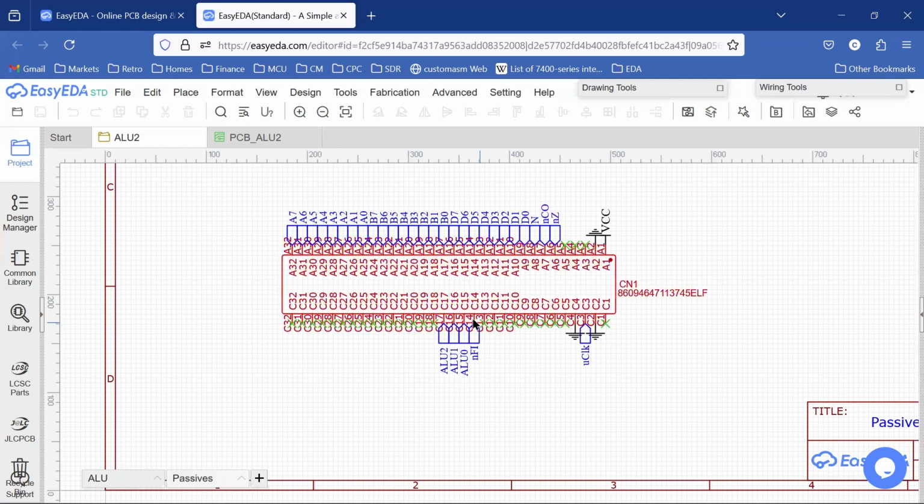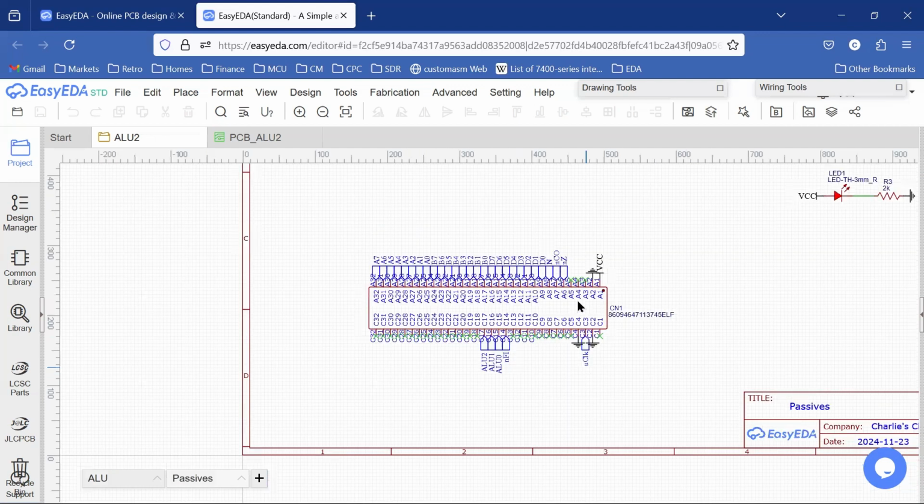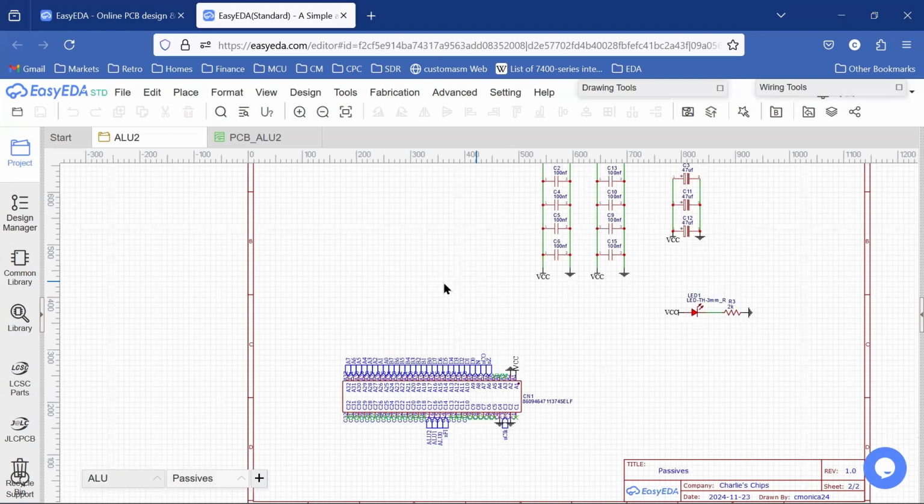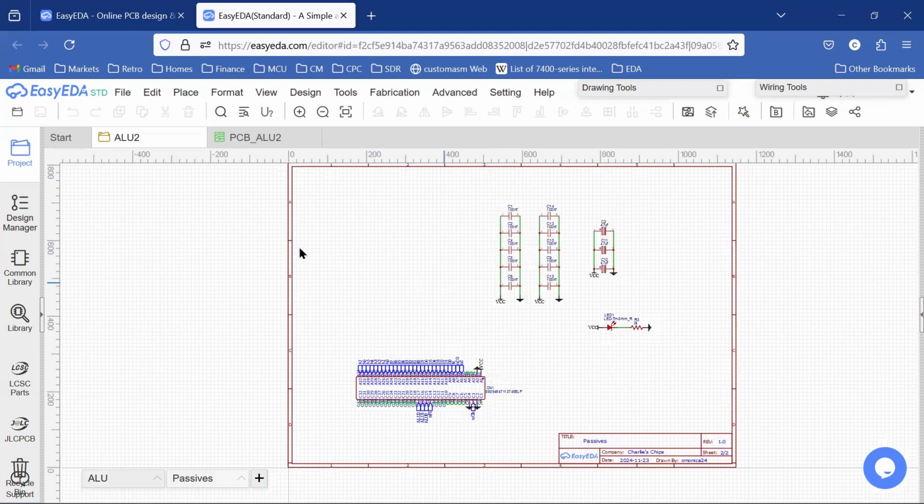And then we have our input signals to the ALU. We have the ALU control bits 0, 1, and 2. We have the flag input signal. And then finally, we have the U clock signal. Okay, so that's our schematics diagram. And now we can take a look at the PCB design.